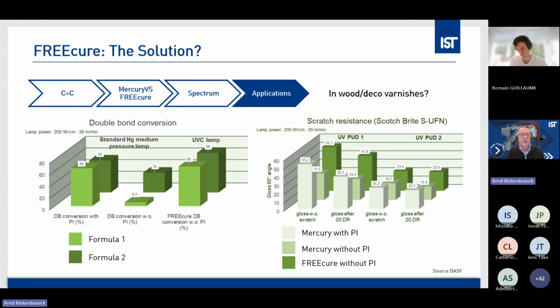And we see two formulas which have been cured with a standard medium pressure lamp, and then afterwards with a UVC lamp and an adapted formulation. So we see on the left side the double bond conversion with photoinitiator, the traditional way to produce coatings in the wood deco application. We have conversion rates of 65 and 55%.